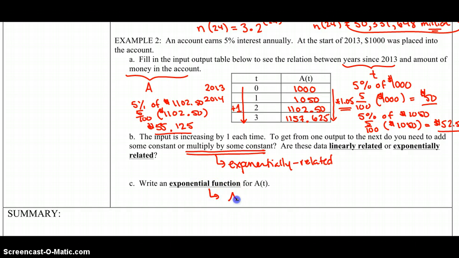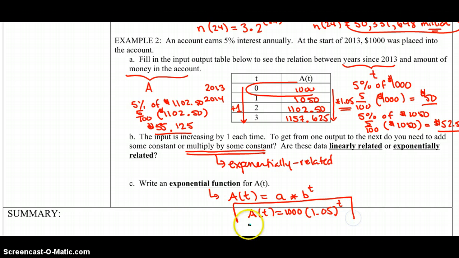So for this exponential function, we need an a times b to the t. Our base multiplier in this case was 1.05. And that initial starting quantity, when the input was 0, the output was 1,000. So this gives us a mathematical equation that describes the relationship we see here between the input and output variables.